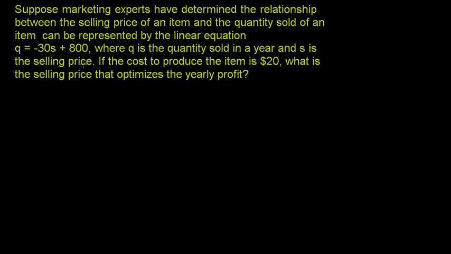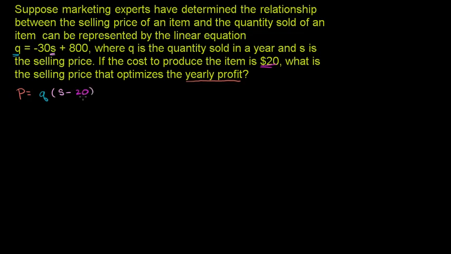Fair enough. They tell us if the cost to produce the item is $20, what is the selling price that optimizes the yearly profit? So let's think a little bit about what yearly profit means. The profit is going to be equal to the quantity that you sell times, for each unit, what you care about is the profit per unit. And the profit per unit is the selling price per unit minus the cost of producing that unit. So the cost of producing the unit right there is $20, minus $20.